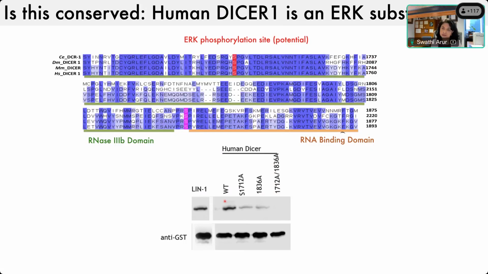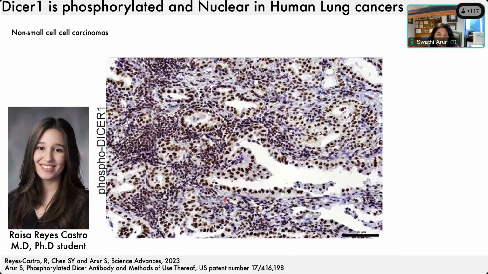So we did what we had done in C. elegans. We made a phosphospecific antibody to the human and mouse epitopes of dicer. And the first thing we did is we looked at some cancer cell lines. In this case, my MD PhD student, Raisa, led most of this work. And here you're looking at a non-small cell lung cancer.